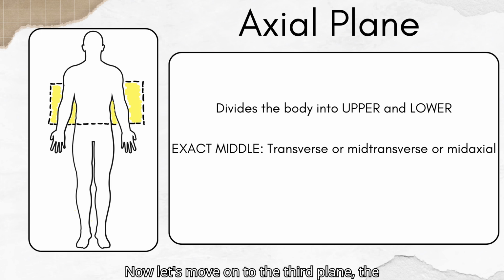Now, let's move on to the third plane, the axial plane. And so, what this does is it divides the body into upper and lower. And there's no really easy way to remember this, this is just by memorization. And the exact middle axial plane, because as we saw with the frontal plane and the sagittal plane, there's multiple of those that you can draw throughout the human body.